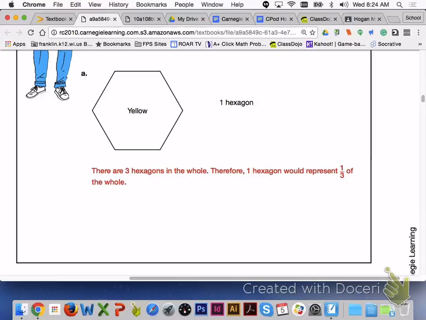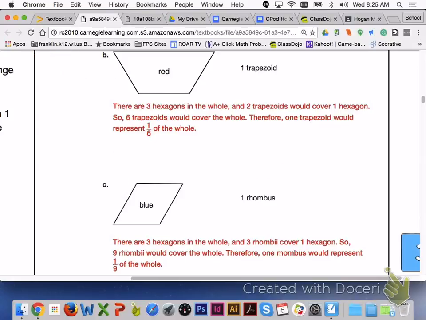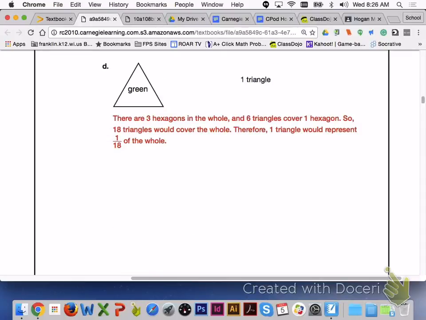For number 1, letter A, there are 3 hexagons in the whole. Therefore, 1 hexagon would represent 1/3 of the whole. For number 1, letter B, 6 trapezoids would cover the whole. Therefore, 1 trapezoid would represent 1/6 of the whole. For number 1, letter C, 9 rhombi would cover the whole. Therefore, 1 rhombus would represent 1/9 of the whole. For number 1, letter D, 18 triangles would cover the whole, so 1 triangle would represent 1/18 of the whole.